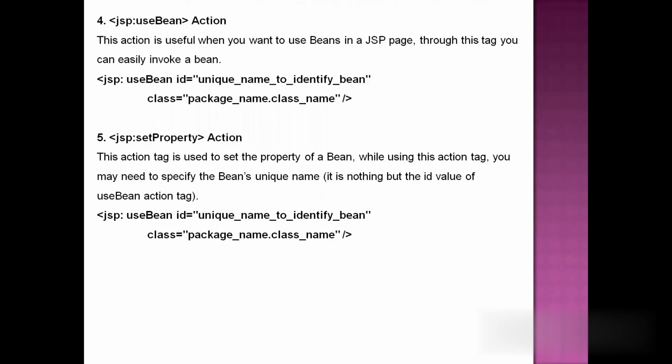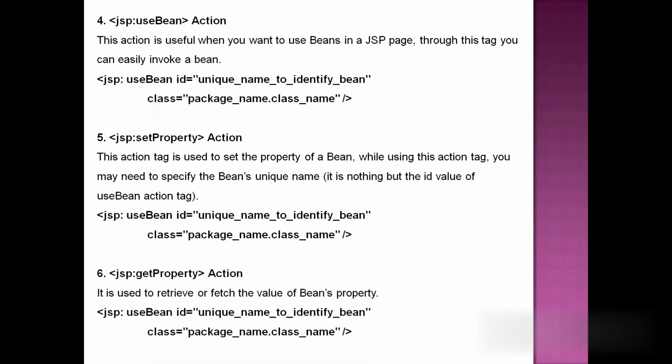So by using this set property action tag, we can set the property of a bean. That means if you want to set the name of the bean, and we can set the property of the value of the bean, then we can set it by using this set property action tag. While using this action tag, you may need to specify the bean's name. See the example: jsp:useBean id equal to the identification of your bean, class equal to where you have stored your bean, including the package you have to pass it.